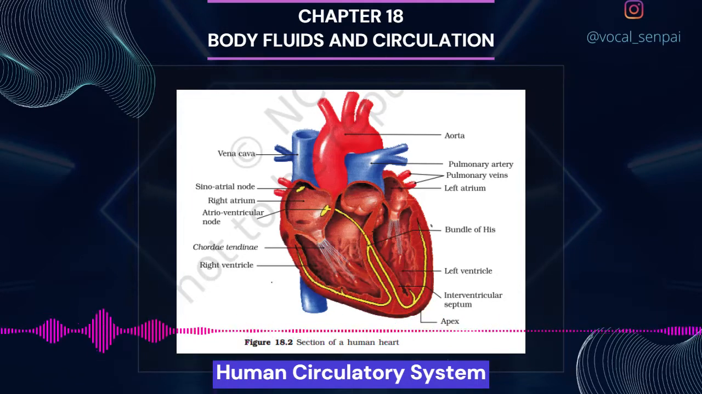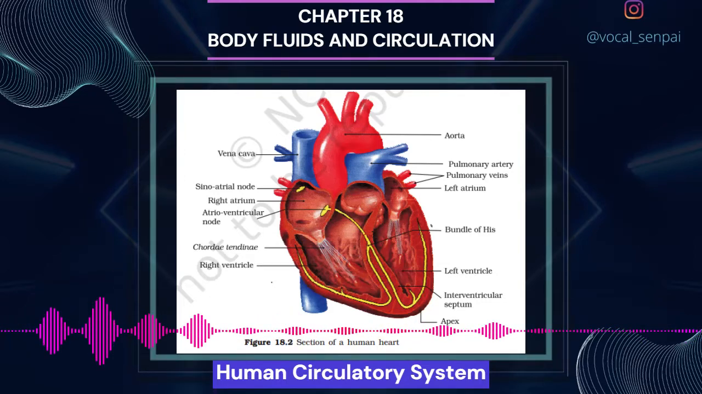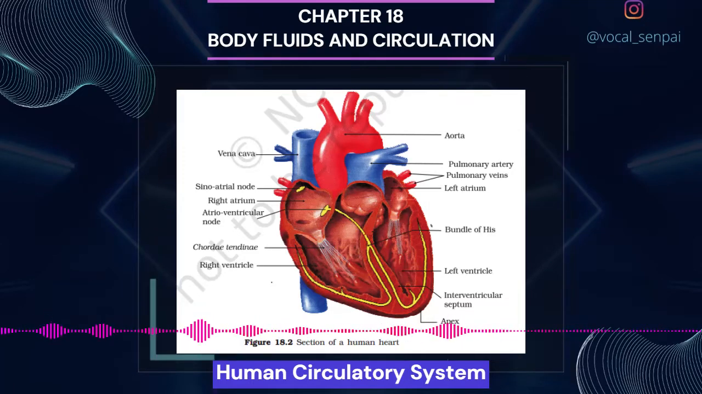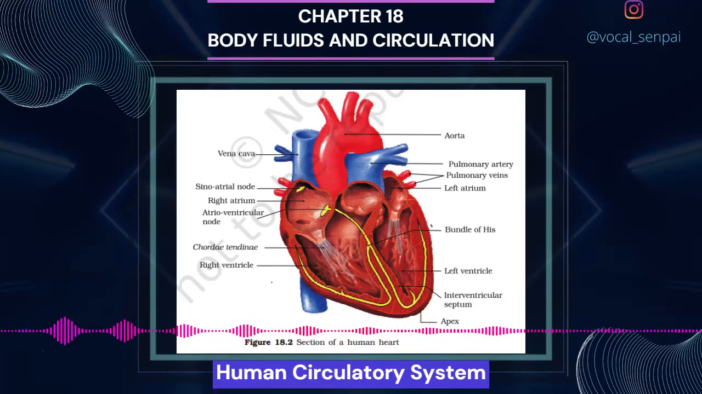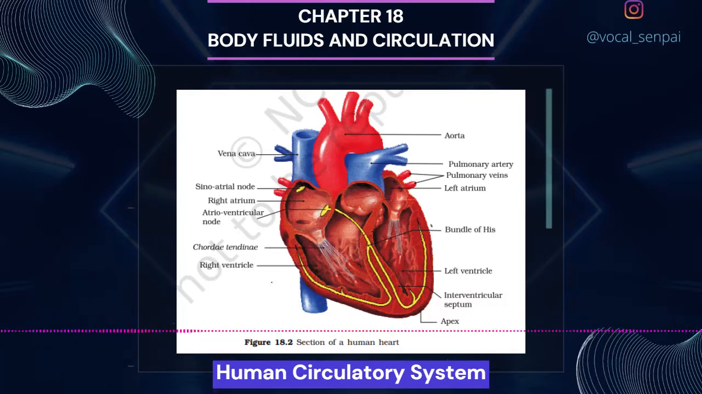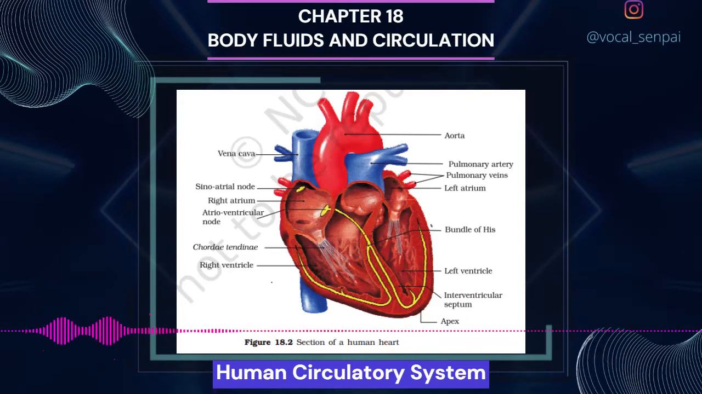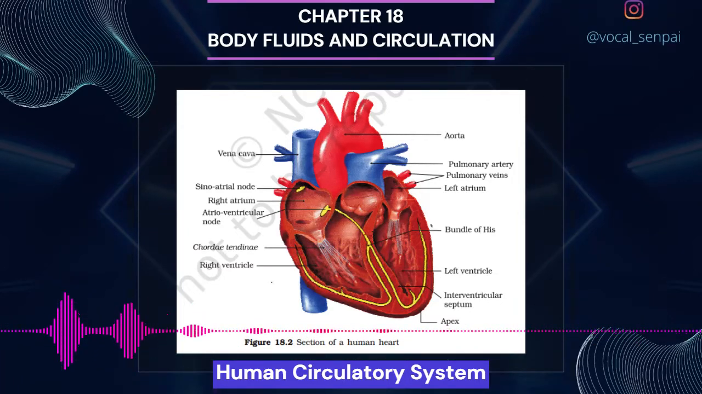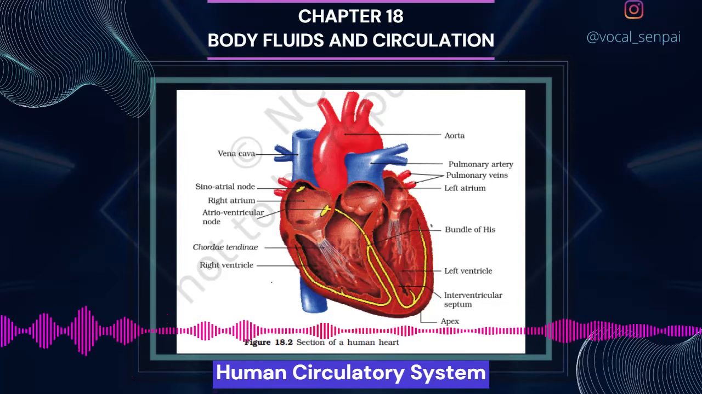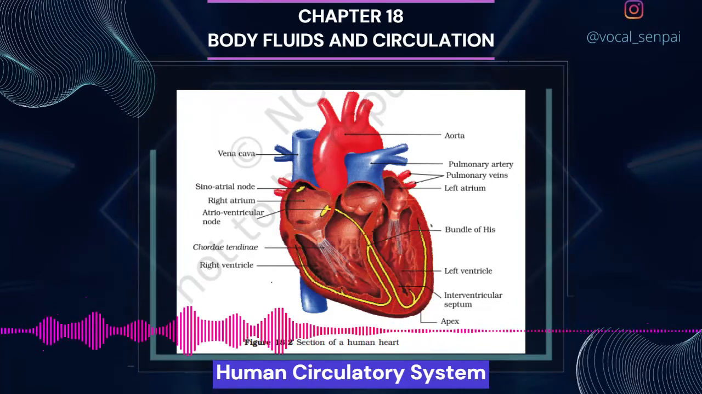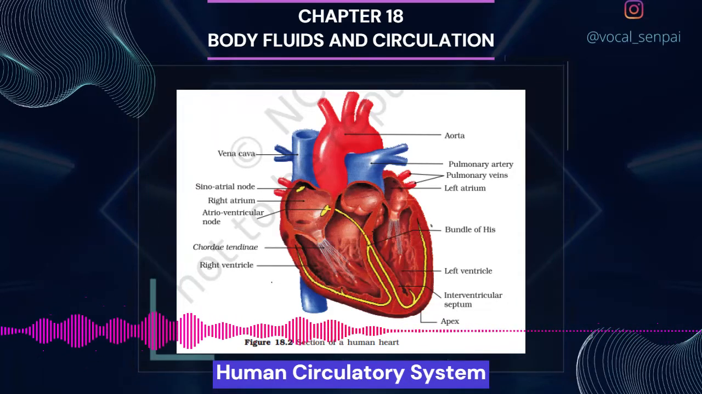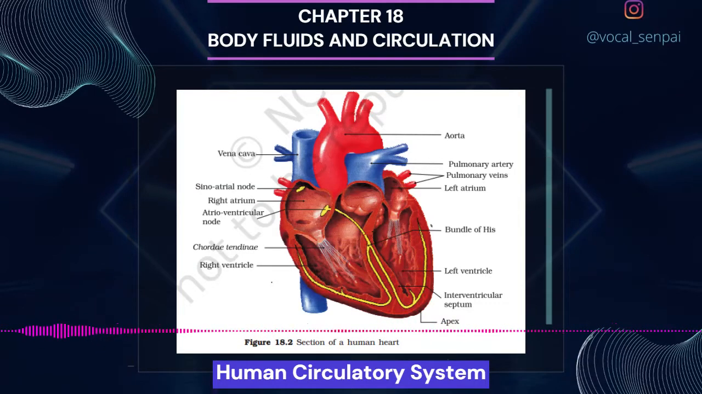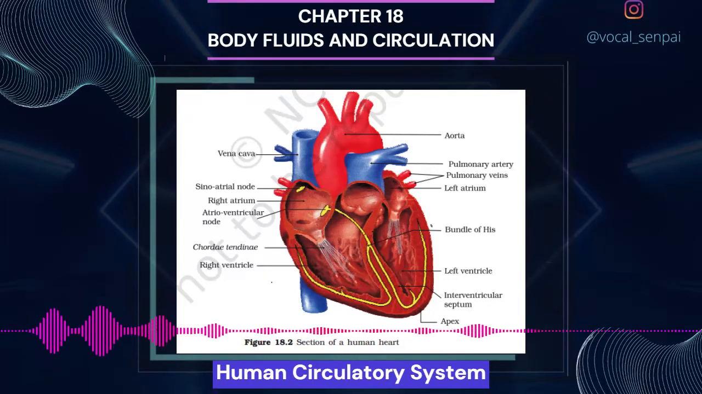Our heart has four chambers, two relatively small upper chambers called atria and two larger lower chambers called ventricles. A thin, muscular wall called the interatrial septum separates the right and the left atria, whereas a thick-walled interventricular septum separates the left and the right ventricles, figure 18.2. The atrium and the ventricle of the same side are also separated by a thick fibrous tissue called the atrioventricular septum.